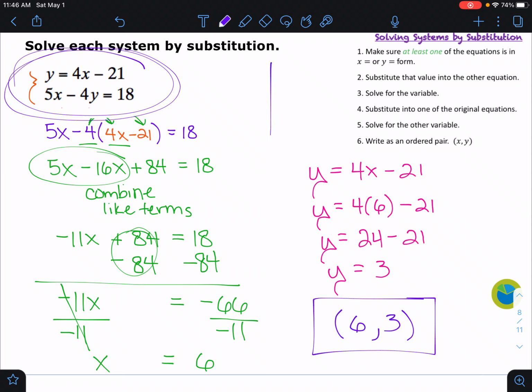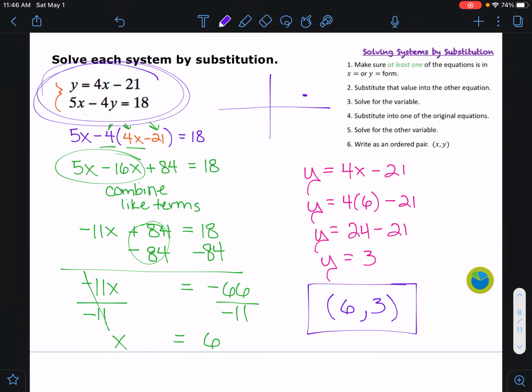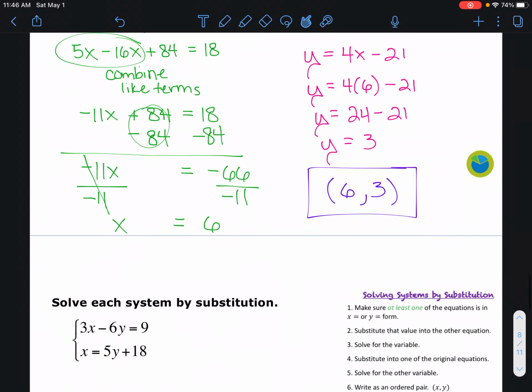So we don't know exactly what those lines look like, but we do know that 6, 3 might be somewhere in this. That's where these two lines cross, okay? And again, that's what we were trying to find. We did it this time algebraically. And there we go. That's how we solve using substitution.